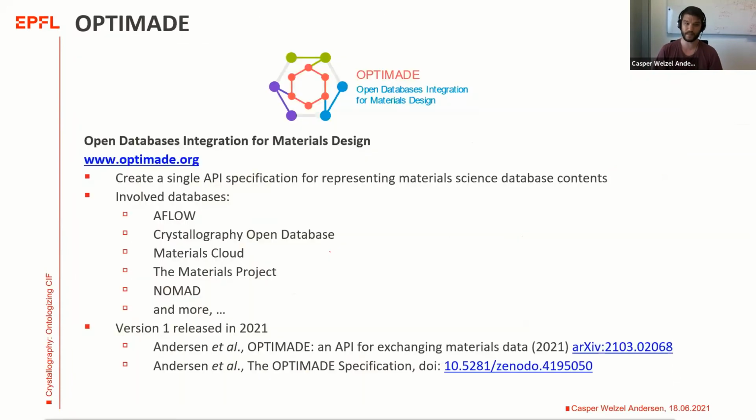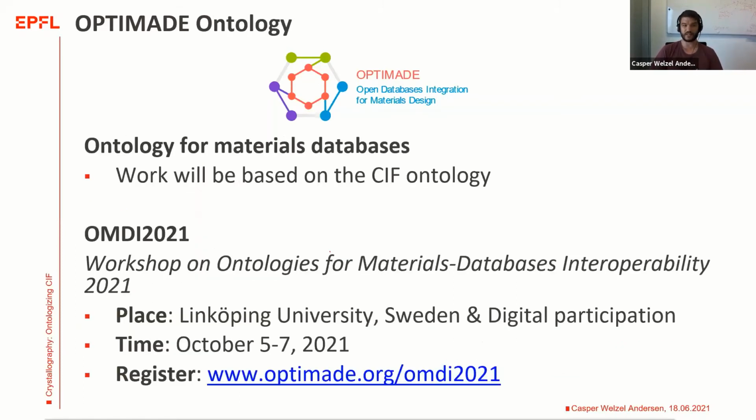Next, please. Finally, I'd like to mention 2 slides on the Optimate efforts. So this is another effort to create a single API specification for representing material science databases. And something that we are actually releasing or publishing a paper on this year, the Optimate specification. There's some links there. And next slide, please. Related to this, we are also developing an Optimate ontology, which will be based on this CIF ontology as well.